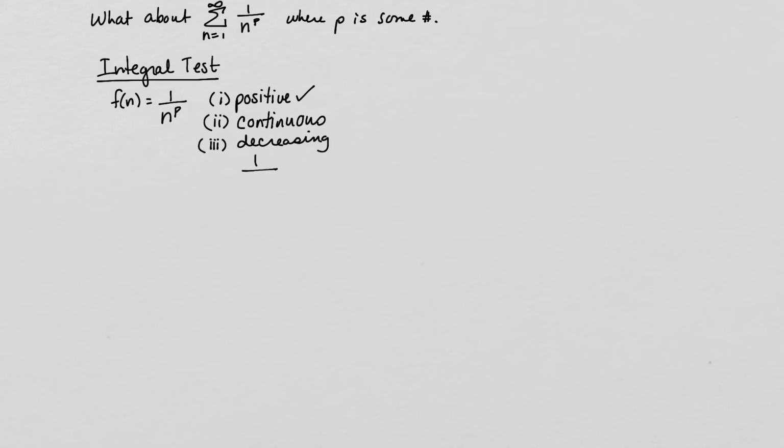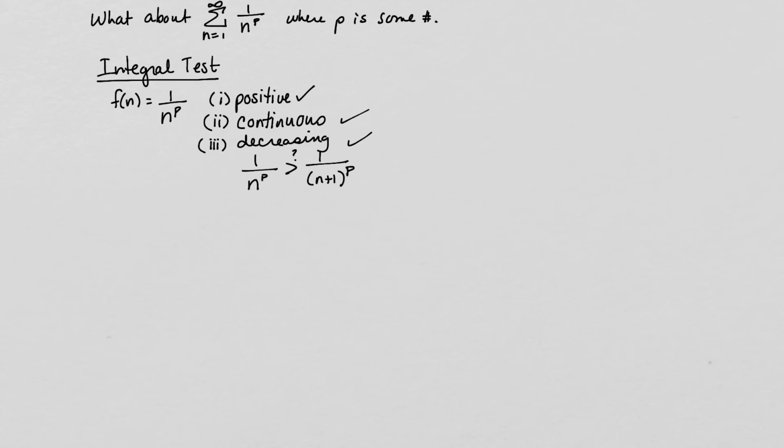So we're looking at comparing, is 1 over n to the p greater than 1 over n plus 1 to the p? Yes, the denominator of n to the p is smaller than the denominator of n plus 1 to the p. So when I divide by it, I'm dividing by a bigger number on this side, so the total number here is smaller. So yes, it's continuous, it's positive, it's decreasing.